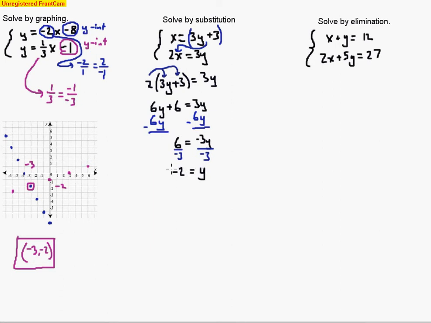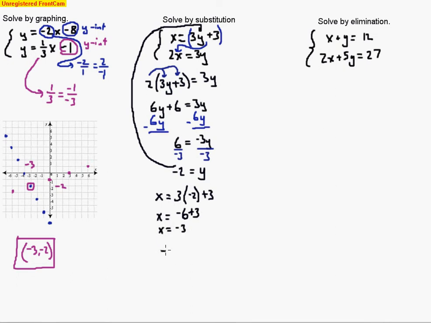We still need to substitute back in. So I'll take that -2 and bring it up top and put it back in for y into that top equation and rewrite what I've got. X equals 3 times y, which is -2, and then plus 3. You do some more work there. X equals -6 plus 3, which ends up equaling -3. So there it is. X is -3, while y is -2. That is using substitution.